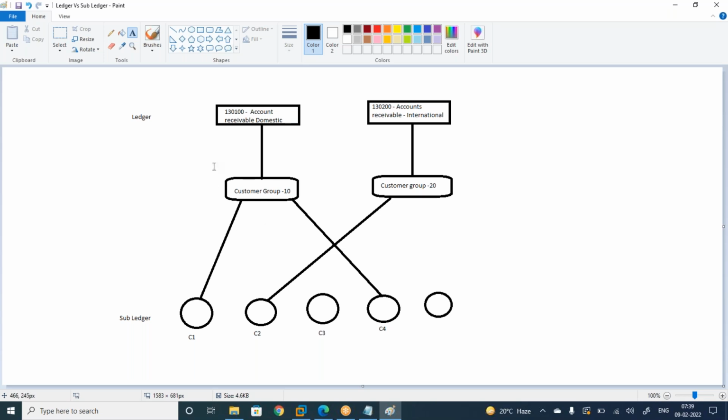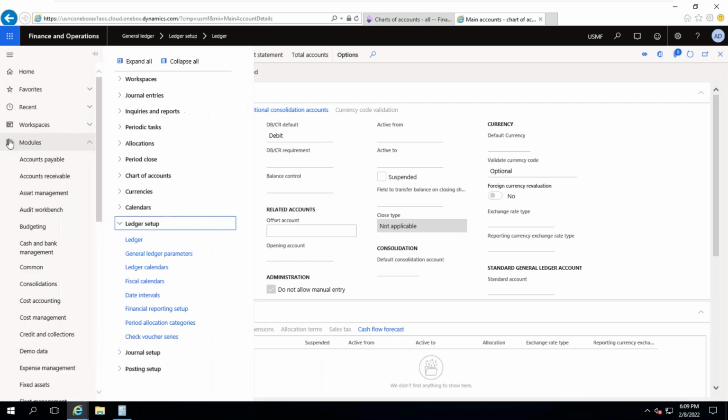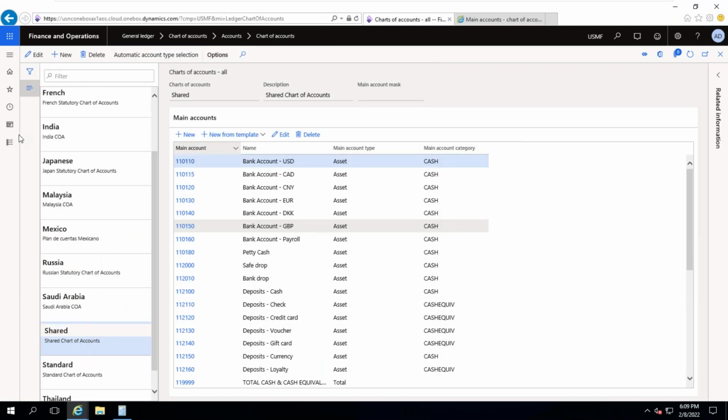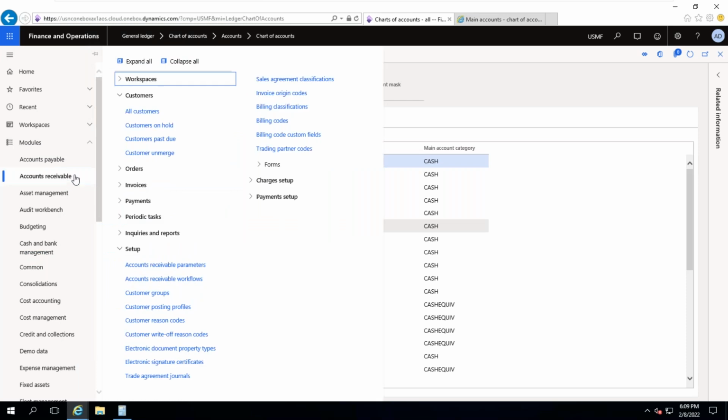This is ledger subledger. Whatever you are posting in the subledger, automatically it is posted into the ledger account so that in finance I can see the reports. This is called the ledger subledger concept. Where this linkage is available, let us understand in the system. So let me go to accounts receivable, customers, all customers.